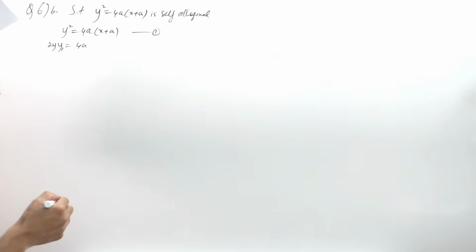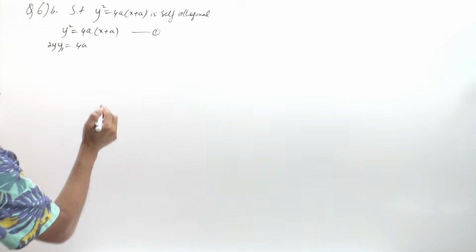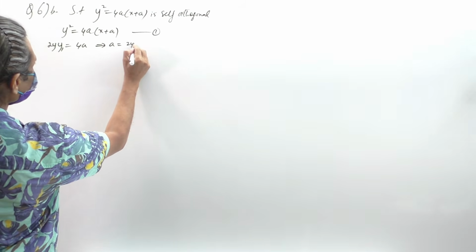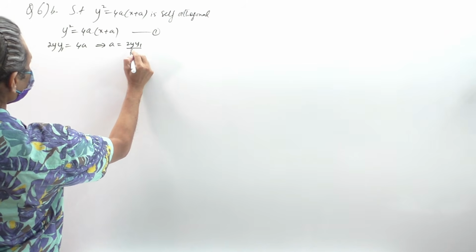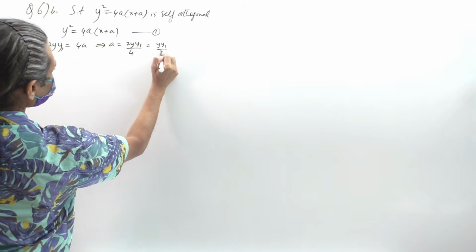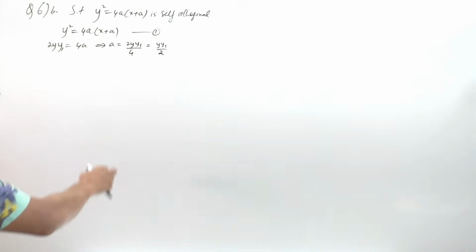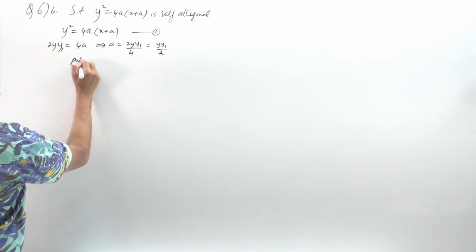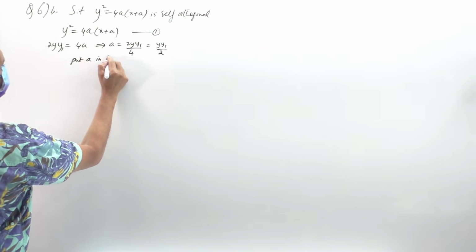But I am not able to eliminate the a here. So what I will do here, that implies a is equal to 2y y1 divided by 4. That is y1 by 2. Fine. Now this value of a, I will put in the equation. So put a in 1.